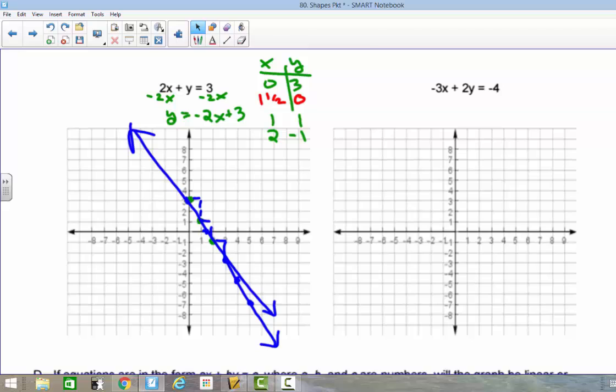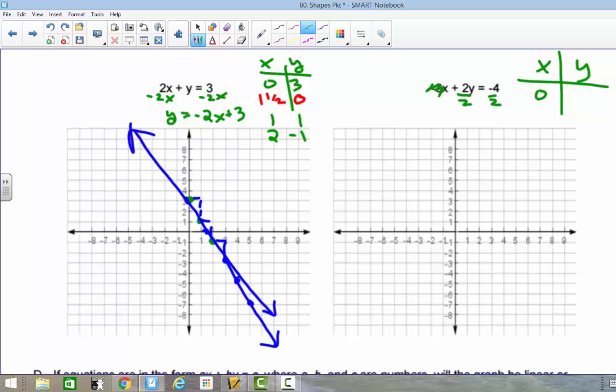The next one, x and y intercept. If you plug 0 in for x, this would be gone. Divide by 2, y would be negative 2. If you plug 0 in for y, this would be gone. Negative 3x equals negative 4, so that would be dividing by negative 3, 4/3. Kind of a yucky number.